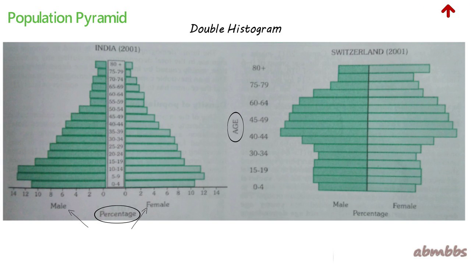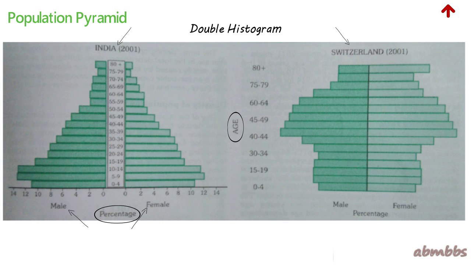Now, coming back to this diagram, as you can see, the population pyramid of India has a broad base and a narrow top. It means India has a higher proportion of young individuals. But the population pyramid of Switzerland, on the other hand, is spindle shaped with a bulge in the middle and tapering ends. It means higher population of adults.